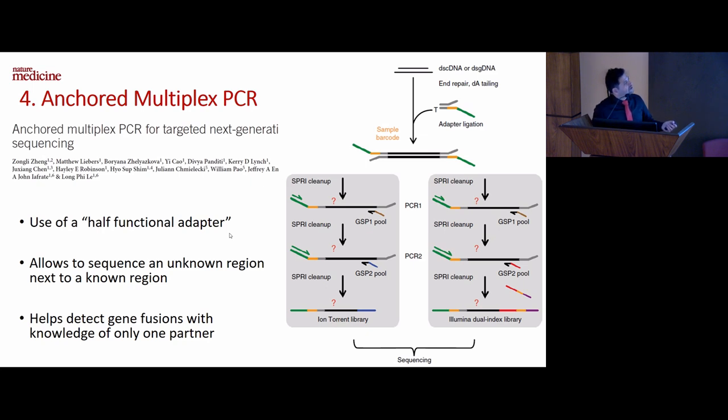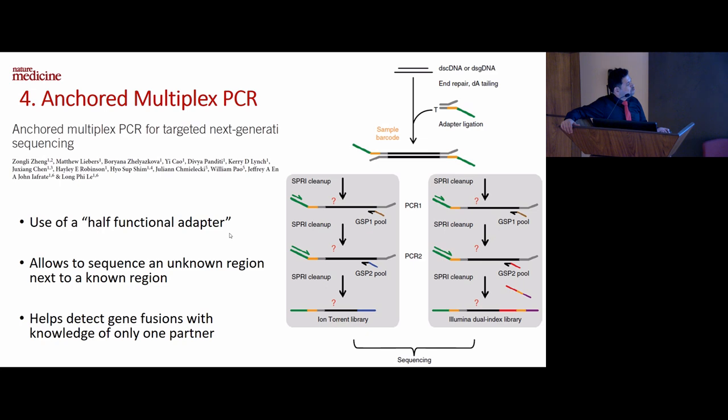or cDNA. You fragment, end repair, A-tail, and add a half-functional adapter. So one adapter is there, but only one side contains a P5 or P7, whichever it is. And then once it binds to it, you do amplification using a gene-specific primer and a universal primer for one end to get a sequencing-ready library. You can add Ion Torrent or Illumina adapters.